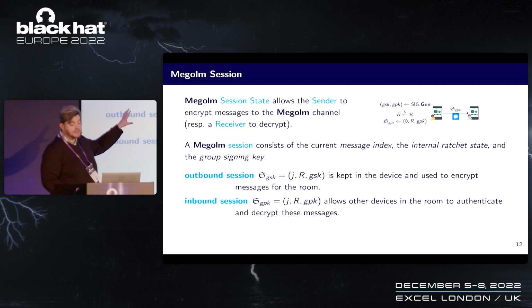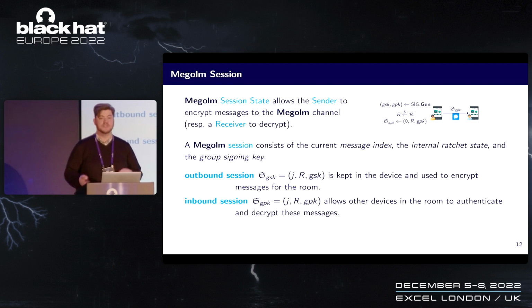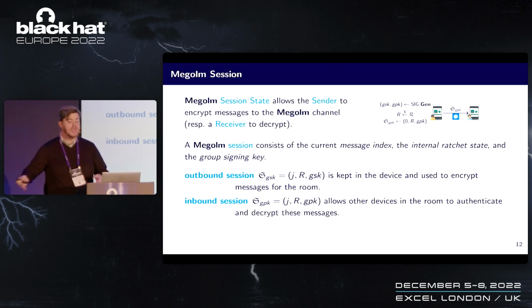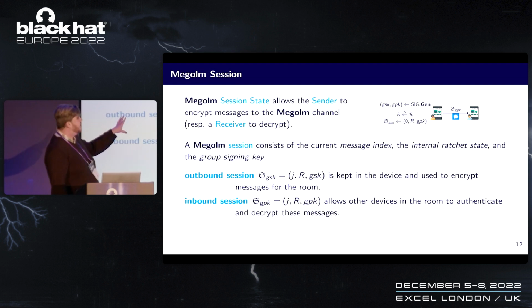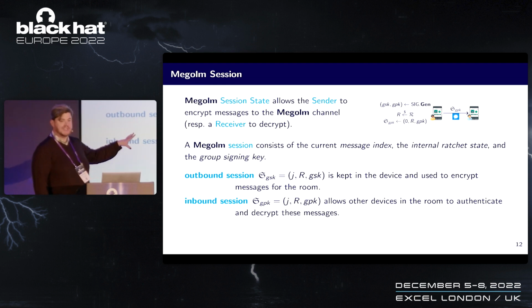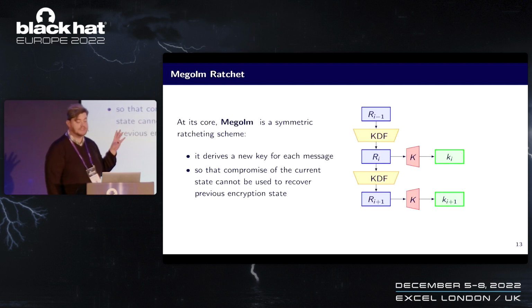This can be split up into outbound and inbound sessions, where the outbound session contains the actual signing key used to authenticate messages from Alice to the rest of her room, and then the inbound session, which contains the public key used to authenticate those. So on a high level, that's the Megolm session state. That's what's actually being communicated via these Olm pairwise channels. So what is this internal ratchet state?